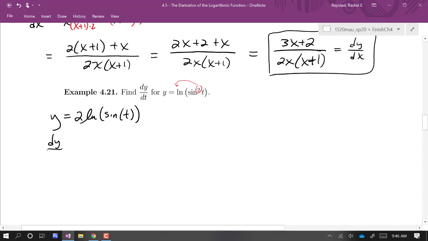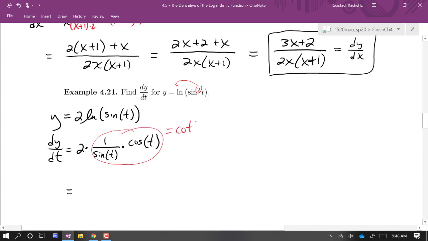Now if I take the derivative, I bring down the factor of 2. Ln of sine of t. So the derivative of ln of stuff is 1 over the stuff. So there's 1 over sine of t. And now we're going to multiply by the derivative of sine t, which is cosine t. So we have 2 times cosine t over sine t. But cosine t over sine t, that's equal to cotangent of t. So we have 2 cotangent of t is equal to dy dt.